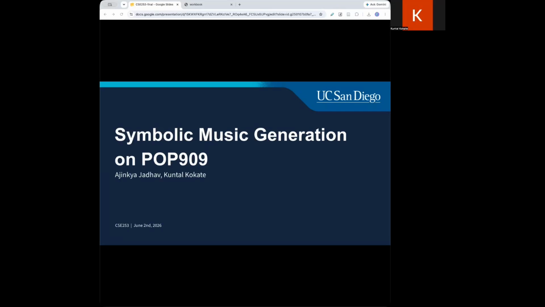Hello everyone, me Kuntal and my partner Ajinkya are going to present our project on symbolic music generation using POP909. The goal is to generate pop style piano music as a sequence of musical event tokens instead of raw audio waveforms. We explore two settings, free generation and chord condition generation. The first asks the model to generate music with no external guidance. The second gives the model a melody and chord progression and asks it to generate piano accompaniment.